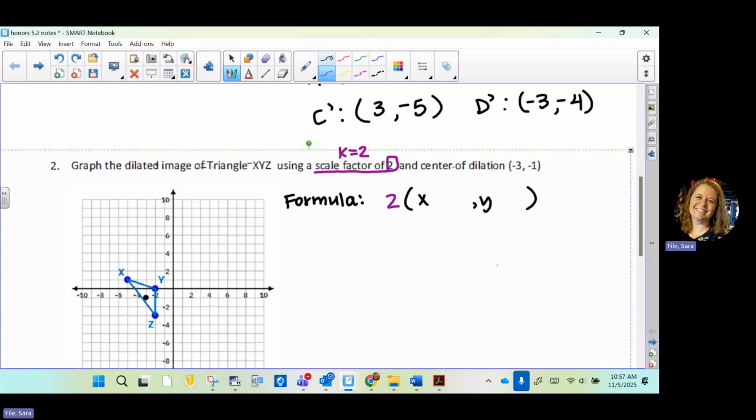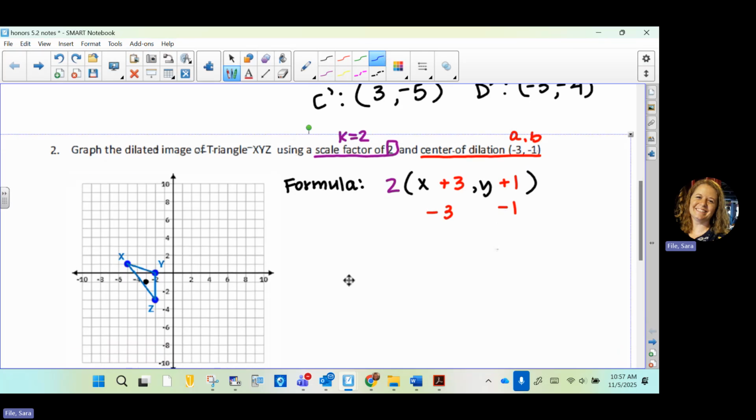Okay, and then I'm going to have my X and my Y. Now my center of dilation, that's what I'm considering A and B, right? So you're going to do the opposite here. Since this is negative, minus -3 just becomes +3, doesn't it? And minus -1 becomes +1. So then at the end, I'm actually going to subtract 3 and subtract 1. Do y'all agree?